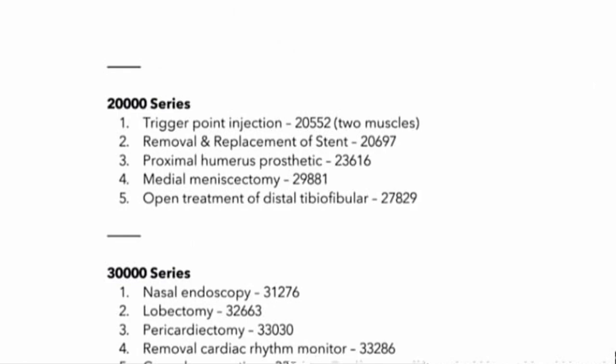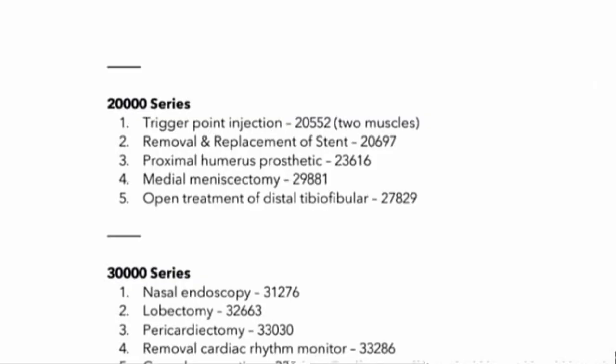The code is 20697. And the third question is proximal humerus prosthetic. The code is 23616. The fourth question is medial meniscectomy. Medial meniscectomy code is 29881. Also important and also repeated. Let me move on to the fifth question, open treatment of distal tibiofibular, the code is 27829.